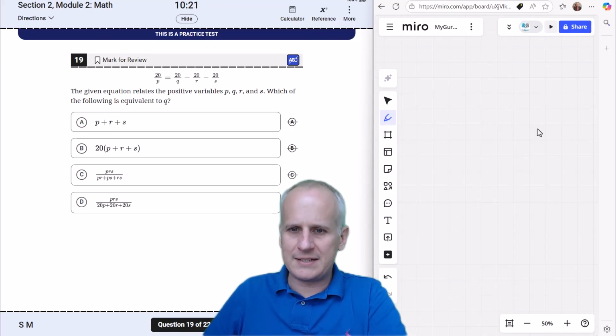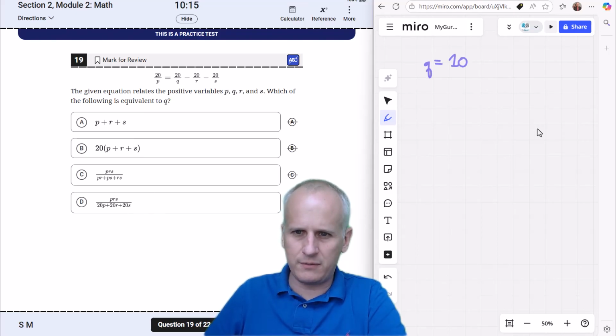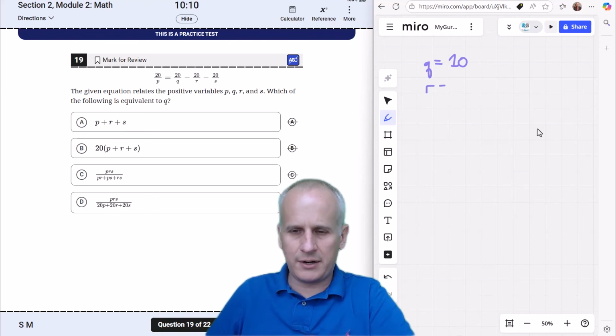So let's just say Q, we'll pick the largest factor of 20 that isn't 20. We'll say Q is 10, R is going to be, or actually we'll do it the other way around because we want the bigger values. So we'll go with Q is equal to 2. We'll make R equal to 10, and we'll make S equal to 5.